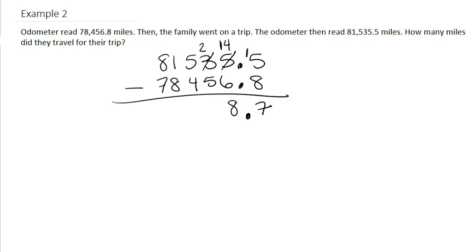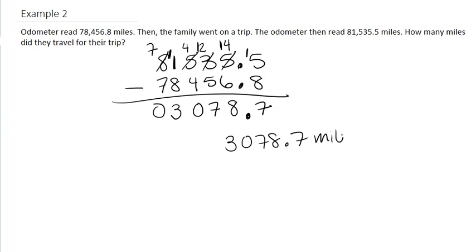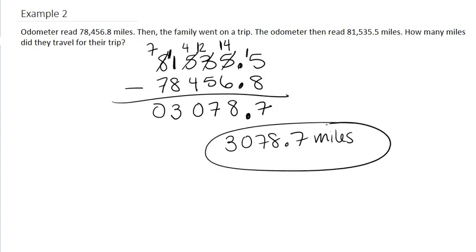Then we have 2 minus 5, which can't be done because 2 is smaller, so we're going to need to borrow. So the 5 becomes a 4, and this becomes a 12. So 12 minus 5 is 7. 4 minus 4 is 0. Then 1 minus 8 can't be done, so we're going to need to borrow. So we have the 7 there, and this becomes 11. So we have 11 minus 8 is 3, and 7 minus 7 is 0. So the family trip was 3,078.7 miles. So let's look at another example.